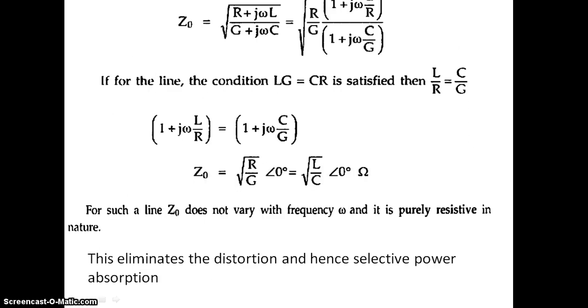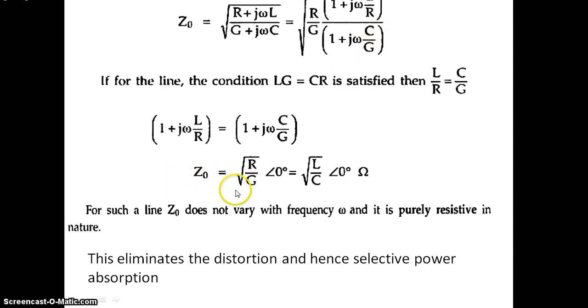So Z0 equals root of (R plus j omega L) by (G plus j omega C). Take R outside, so 1 plus j omega L by R, and take G outside, G into 1 plus j omega C by G. If for the line the condition LG equal to CR is satisfied, then L by R equals C by G. Substitute in this, so you will have 1 plus j omega L by R equal to 1 plus j omega C by G. So these two terms will become equal and will get cancelled.